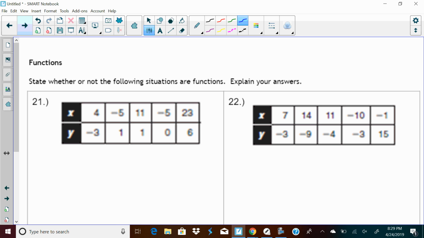The next set is state whether or not the relations are functions, and explain your answer. So I'm going to state if they are or not, and then just explain it out loud. So problem 21 is not, because -5 can't equal 1 and also equal 0. None of the x values in 22 repeat, so yes, it's a function.